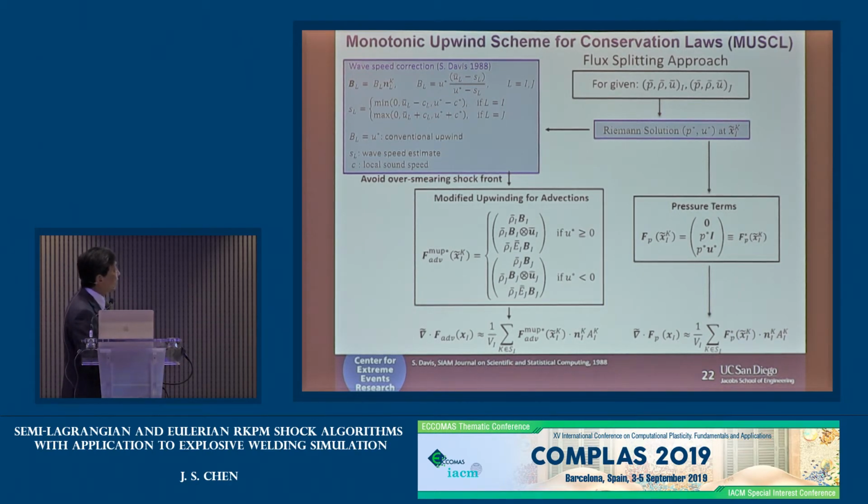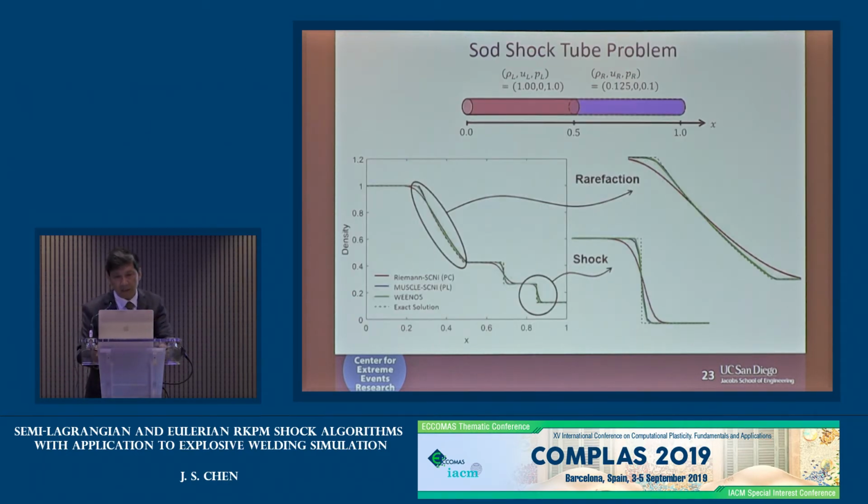And since this is Eulerian, everything is fixed in space, so I can still use this conforming cell. And because of the advection term, we introduce upwinding, with this additional wave speed correction to minimize the smearing effect in this standard upwinding technique. Okay, so here's the shock tube problem. And here we have a comparison with this Riemann SCNI piecewise constant. And the one that I just mentioned is called MUSCL, a monotonic upwind scheme for conservation law. That's the piecewise linear.